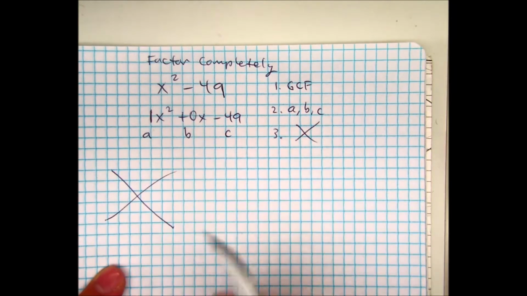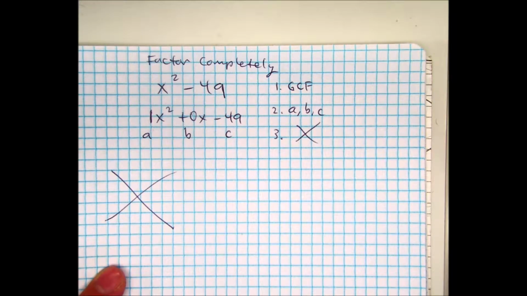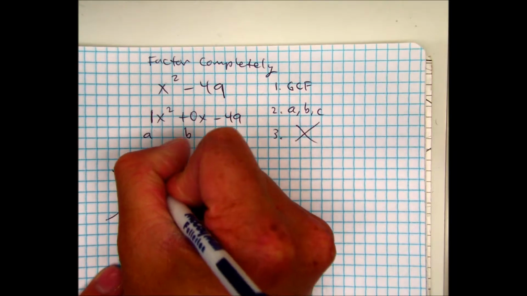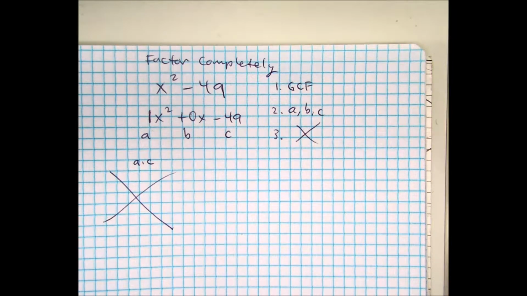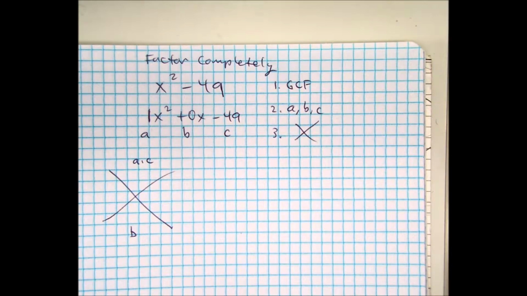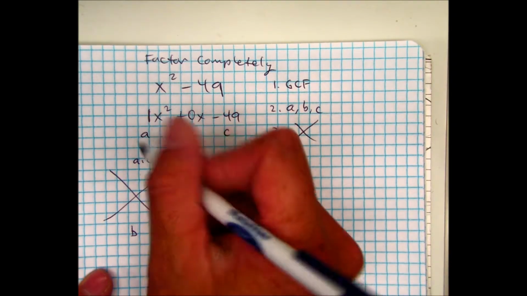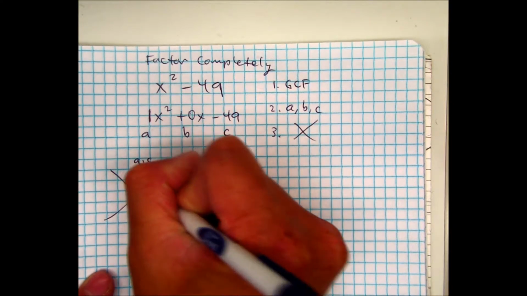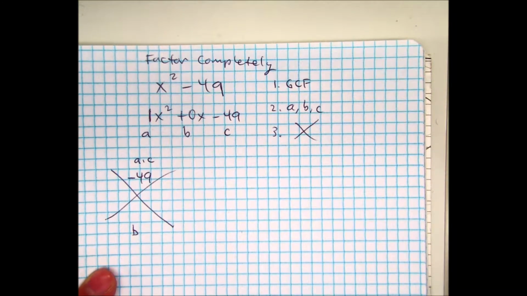So I have this X. And in this X, I'm going to write letters A times C. In the bottom of my X, I'm going to write B. Class, what's A times C? And what's our B value? 0.